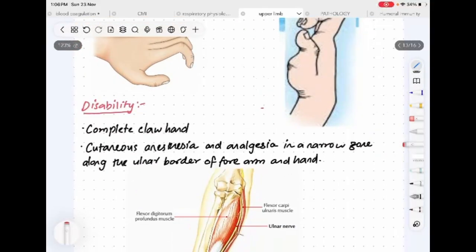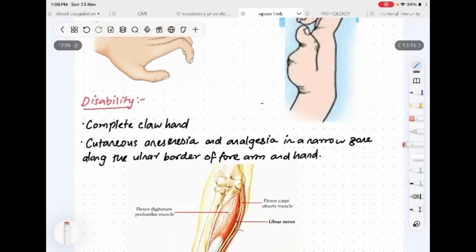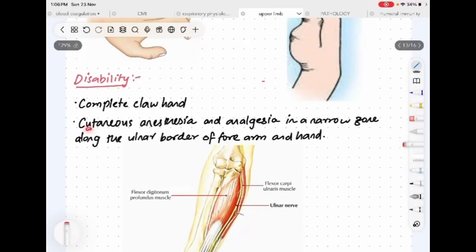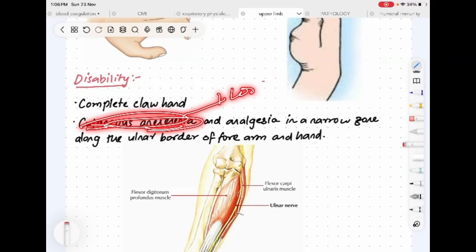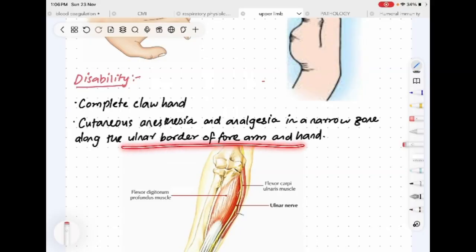Now what is the disability? That is the complete claw hand. And one more disability is cutaneous anesthesia. Cutaneous anesthesia means loss of sensation in the cutaneous part of the hand, and analgesia, that is loss of pain, in a narrow zone along the ulnar border of the forearm.